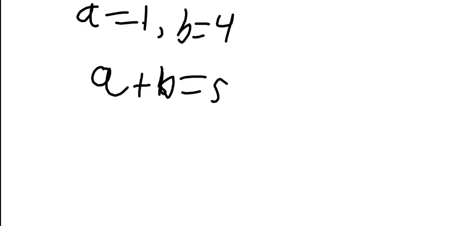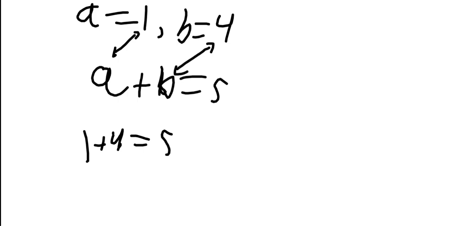Because a equals 1, we would replace a with 1 because it's equal to it. We can say this is equal to this, this is equal to this. And because b equals 4, we can write b as just 4 because, once again, these are equal to each other. And we can say that this value equals 5. And that's true because 1 plus 4 does equal 5.